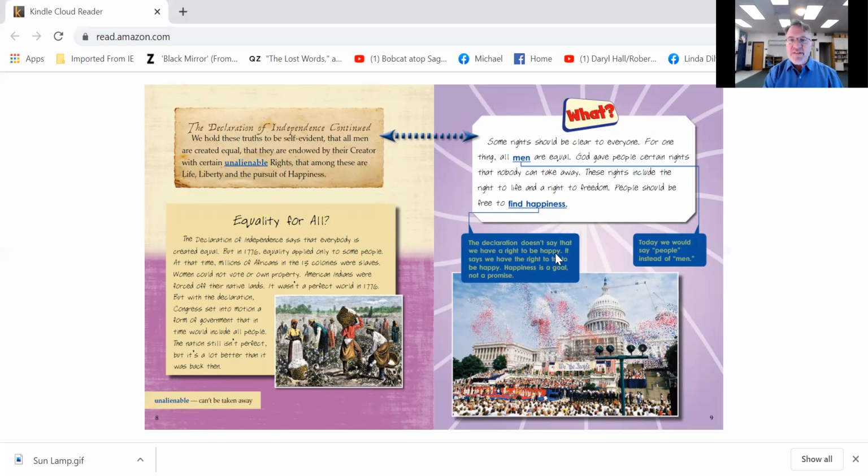The Declaration doesn't say that we have a right to be happy. It says we have the right to try to be happy. Happiness is a goal, not a promise.